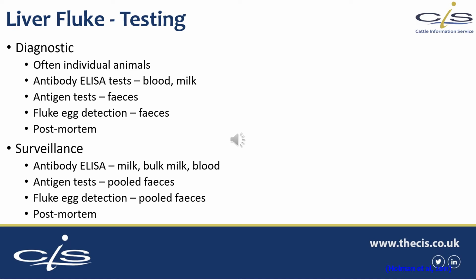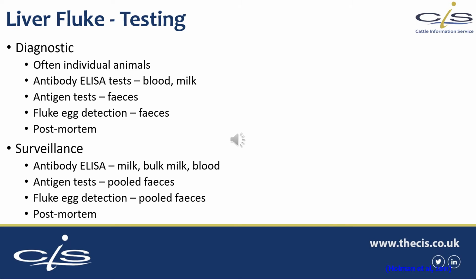When we talk about fluke egg detection, again, one other point to mention is fluke eggs may be found for a little bit after adult fluke have been killed as well. So they're long to develop, but they're also quite slow to go after we've actually killed the fluke. They may still test positive on fluke eggs for 3 weeks or so after the treatment. And again, we've got post-mortem.